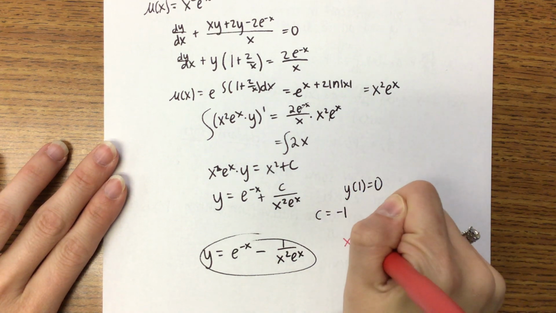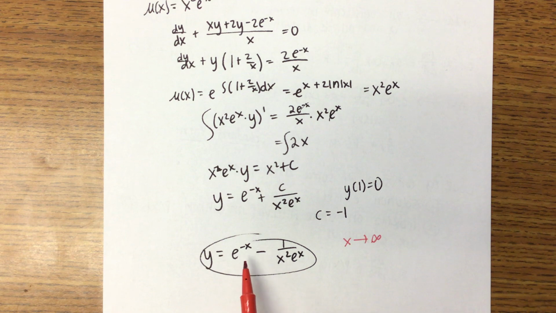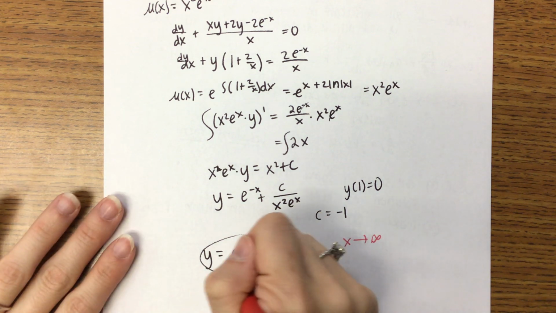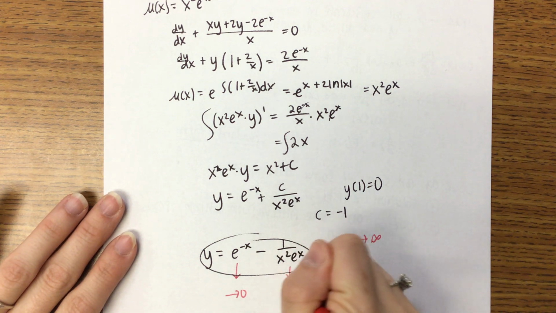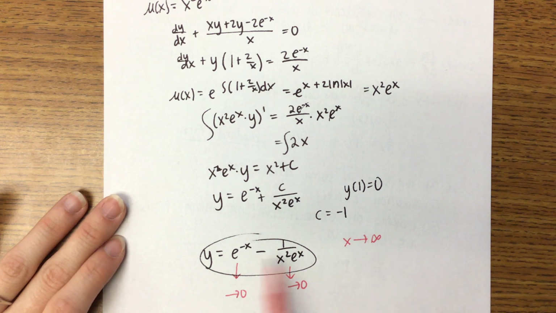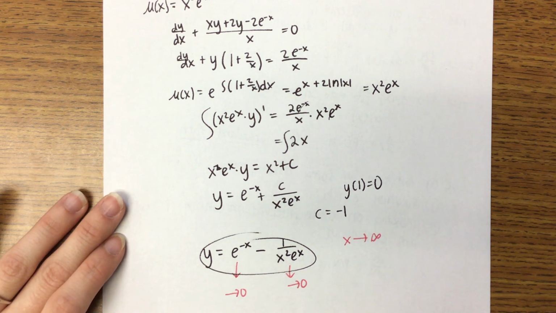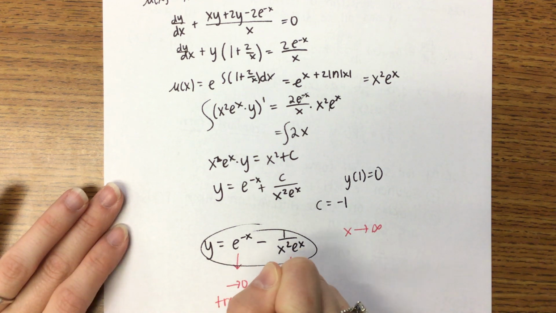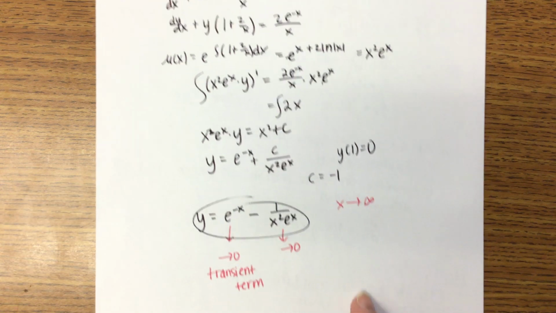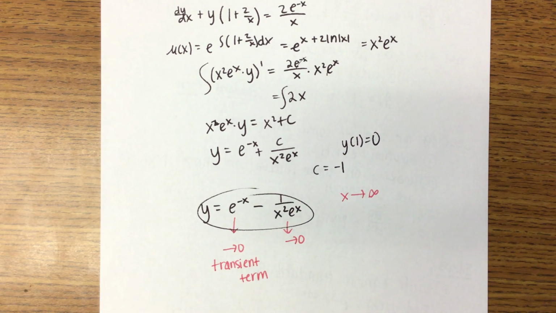If we take x to infinity, what happens to the first term? Goes to 0. What happens to the second term? Also goes to 0. Anytime you take x to infinity and a term goes to 0, that term is called a transient term. So in this case, both terms are transient. In your homework, you're going to be solving the differential equations, and sometimes you'll be asked which term is transient. Any term that goes to 0 when x goes to infinity is called a transient term.